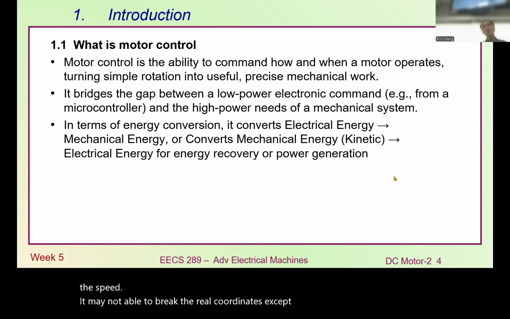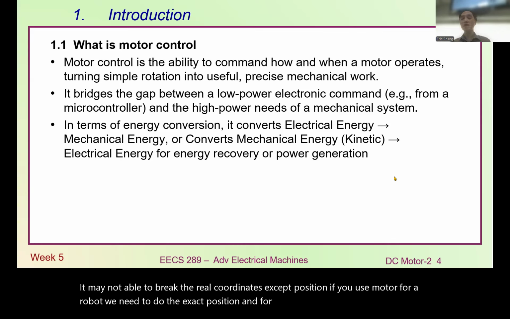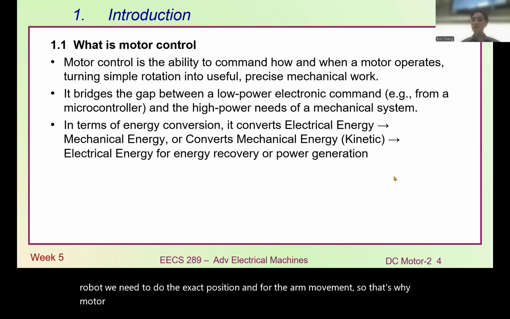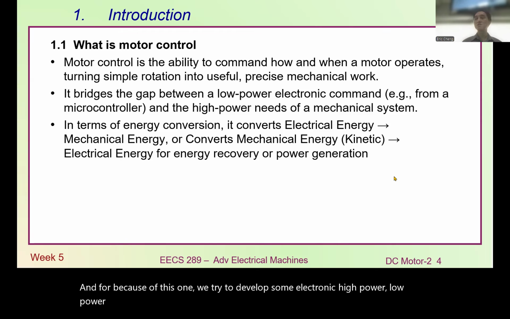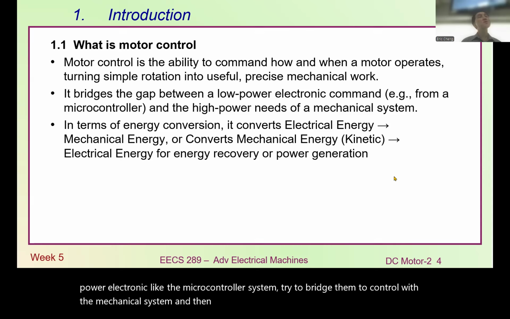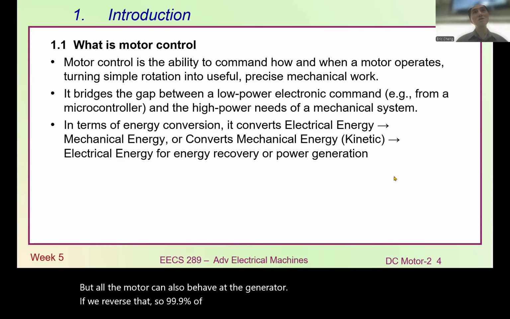If we use a motor for a robot, we need to do exact positioning for the arm movement. So that's why motor control is more than that. Because of this, we try to develop electronics, high power and low power, like the microcontroller system, to bridge them and control the mechanical system. A motor converts electrical to mechanical, but all motors can also behave as a generator if we reverse that. So 99.9% of the motors in the world can do both jobs.